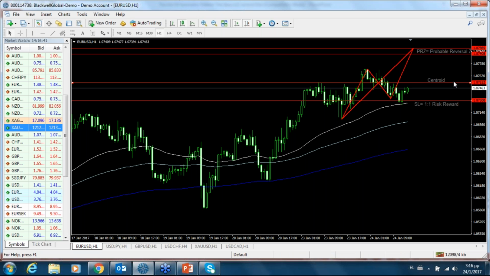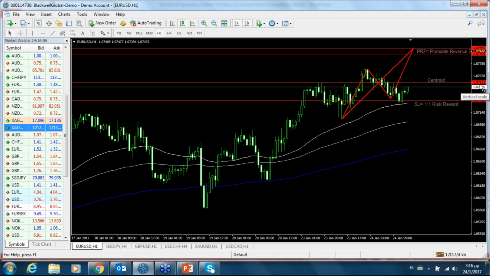Okay, so you've got that area right there. Now that has actually marked the 1.0753 area. So that 1.0753 area is a waiting area for a pending possible buy area.